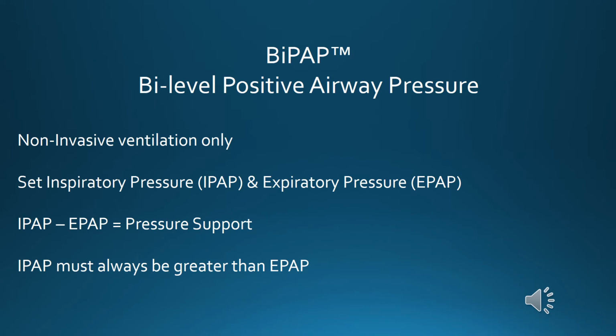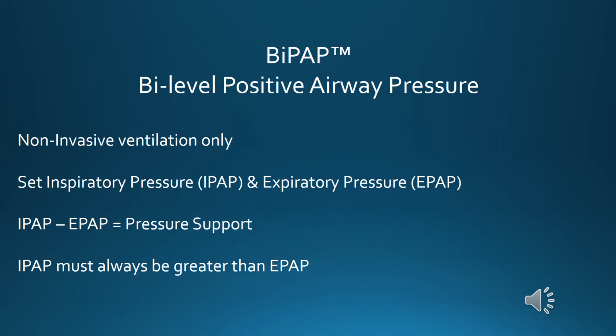Okay, when we talk about BiPAP, we're not talking about bi-level. We're talking about BiPAP. That is that trusty machine with the nasal mask, non-invasive ventilation only. There's an IPAP pressure and an EPAP pressure. Simply put, it's like pressure control ventilation. You set an inspiratory pressure, typically 12 to 15. You set an expiratory pressure, which is your PEEP, and that's typically set at 5.